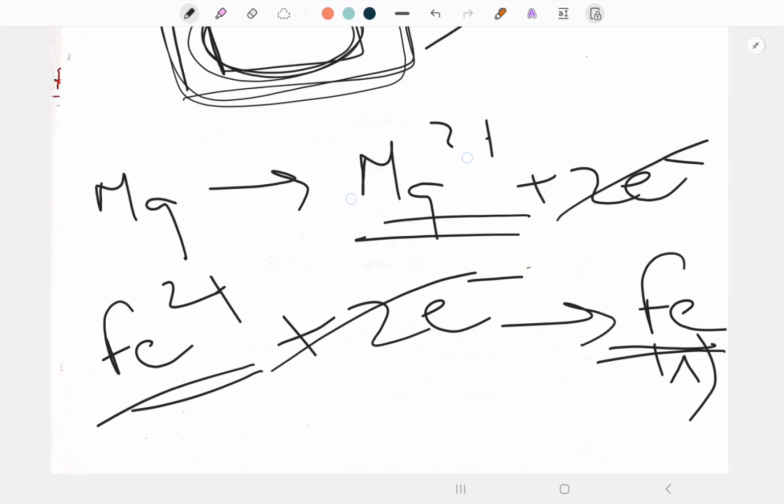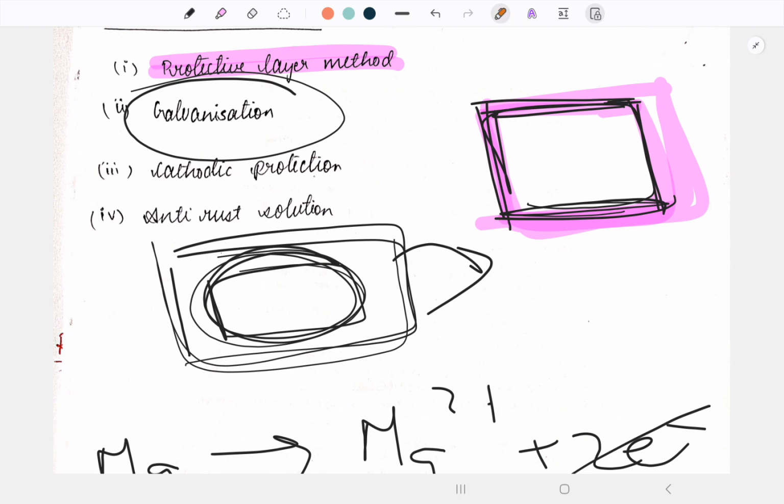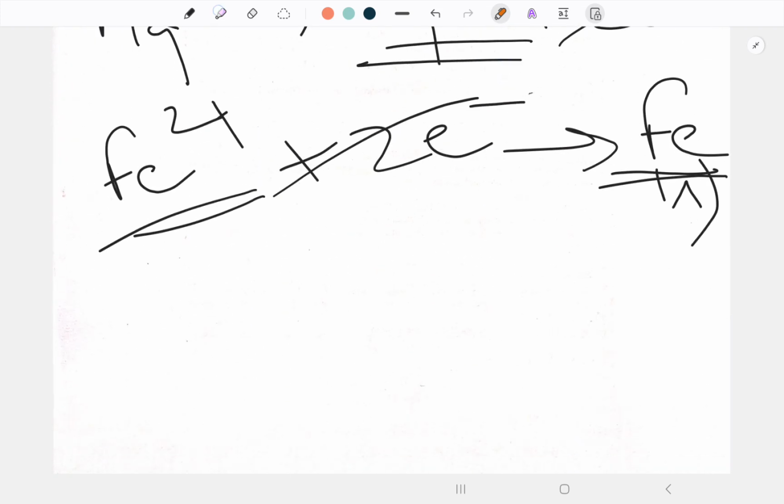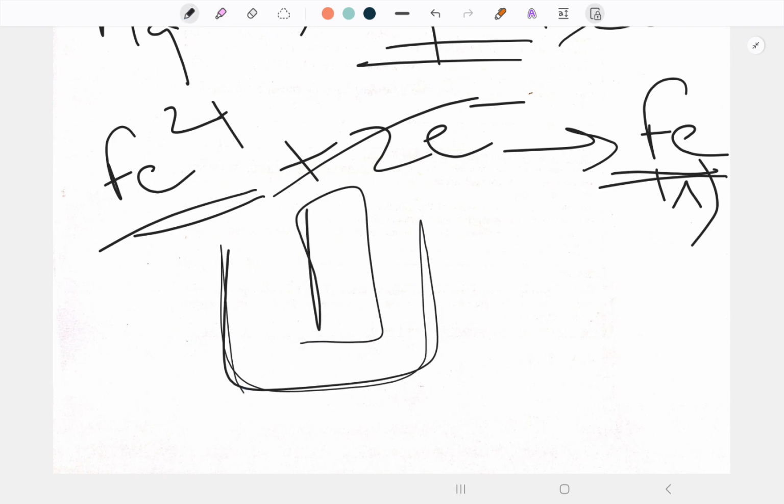So the next method is the anti-rust solution. The alkaline solutions of some phosphate and chromate salts are used as anti-rust solutions. The iron articles are dipped into the boiling anti-rust solution. So we prepare one anti-rust solution into which we dip the iron, and then it will form a protective layer on this iron and thus protects these articles from rusting.